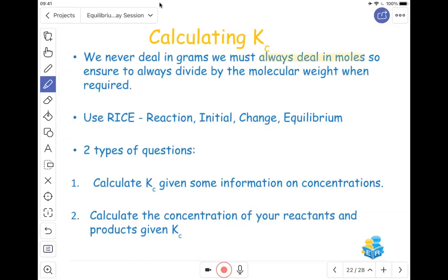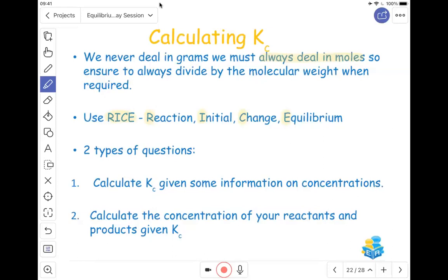So as I've said, we'll be doing a RICE table, R-I-C-E, and RICE stands for R meaning reaction, I meaning initial concentration, C meaning change, and E meaning equilibrium. And we will write out this table in each of the calculations that we do, and you'll see that it's very similar all of the time.